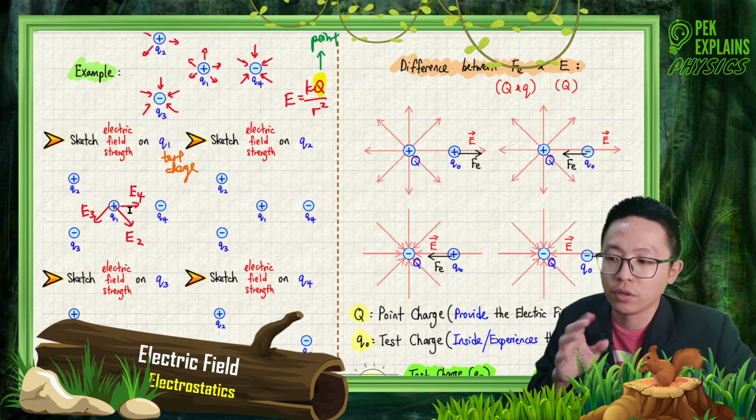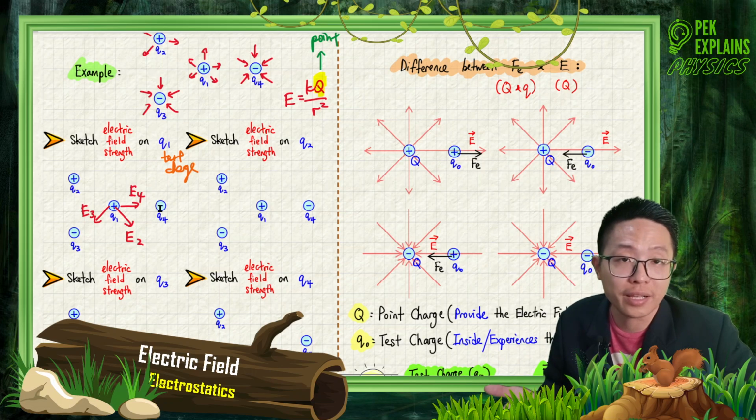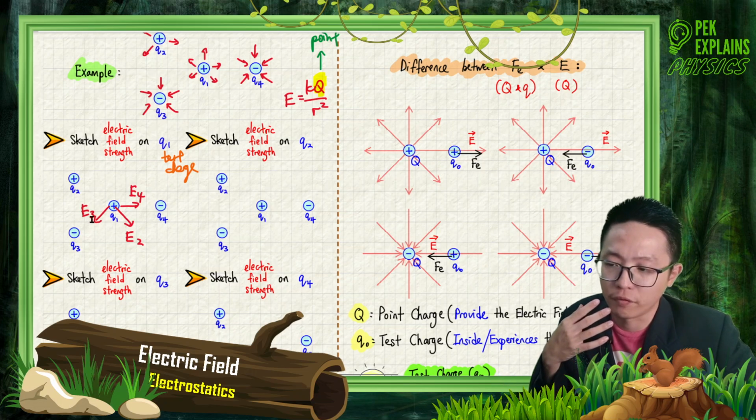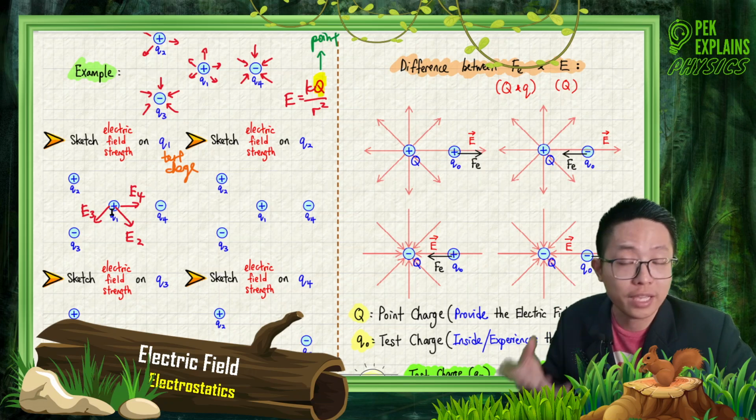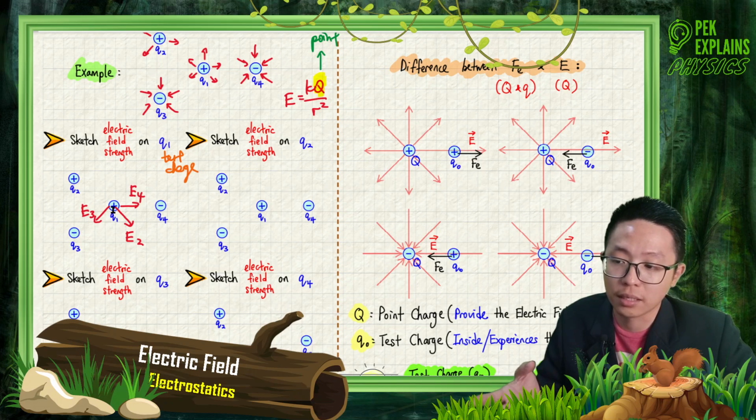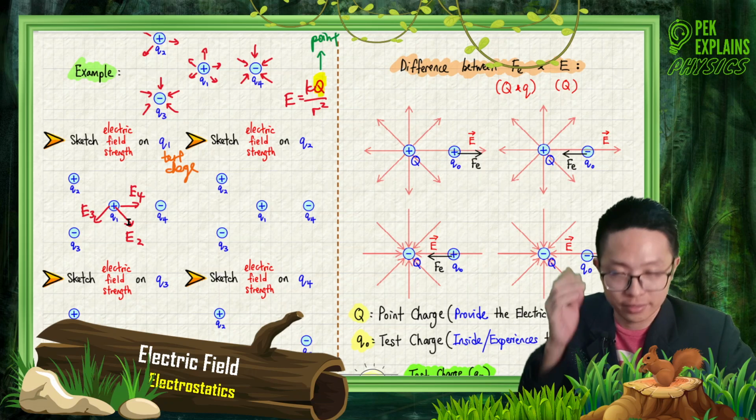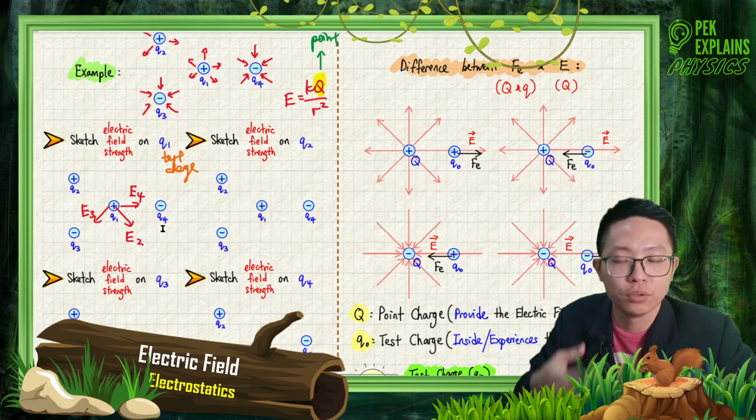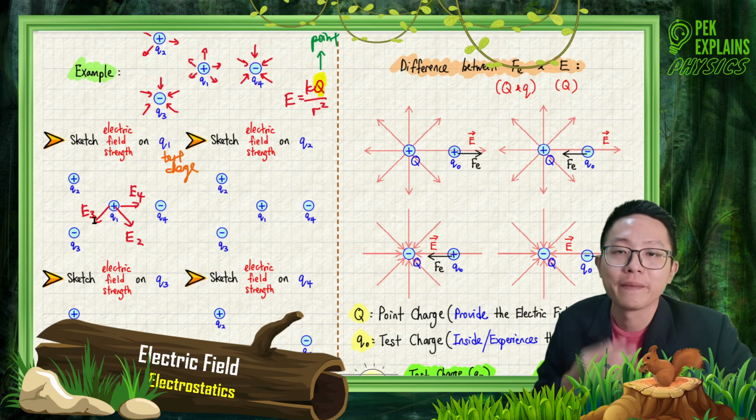So if the test charge is not available, E2, E3, E4, the electric field, is still there, because the electric field is provided by the point charge. It's not provided by the test charge. So if the test charge is not there, the electric field is still there, because there are still point charges who provide the electric field. You understand what I mean?